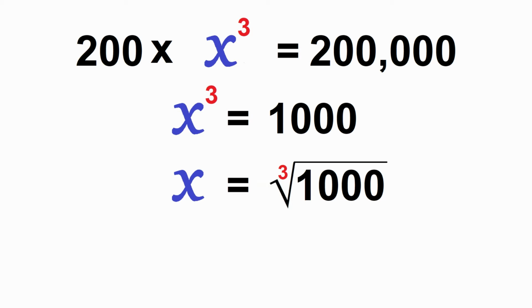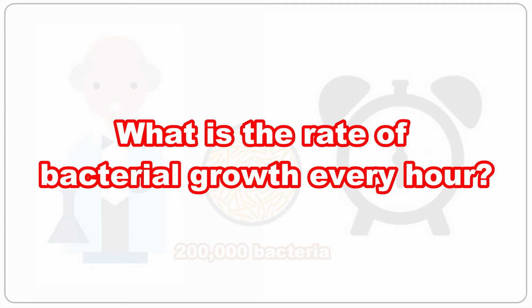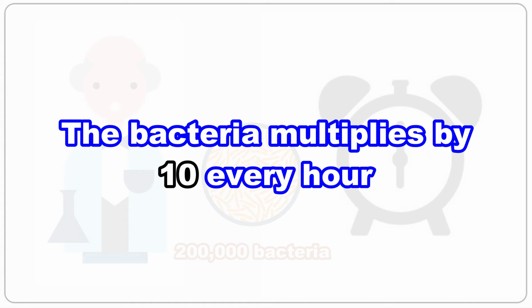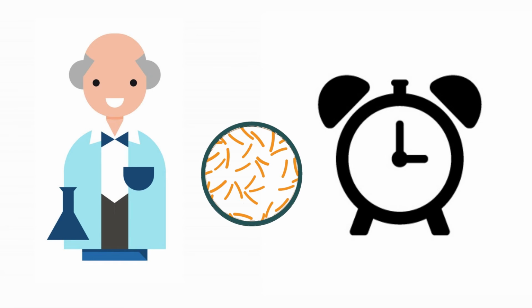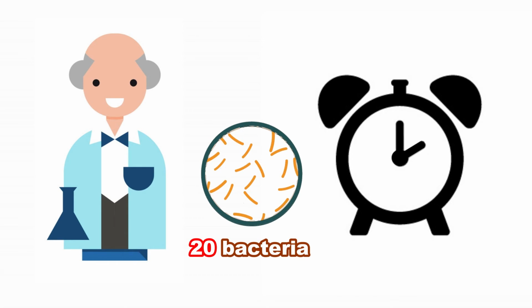The cube root of 1,000 is 10. 10 times 10 times 10 equals 1,000. X equals 10, so the growth rate per hour for the bacteria in the Petri dish is 10. And from here, we can actually work out how many bacteria were present at the start. If there were 200 after 2 hours, and they've been multiplying steadily by 10 every hour, then we can work backwards. Originally, there must have been 200 divided by 10 divided by 10 equals 2 bacteria.